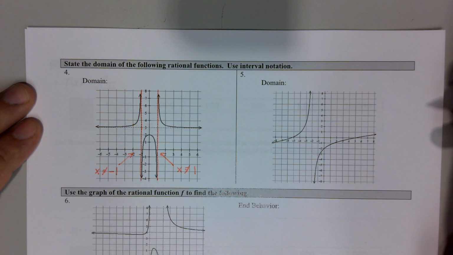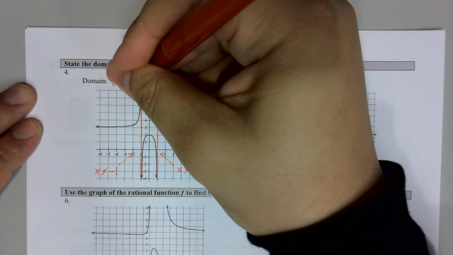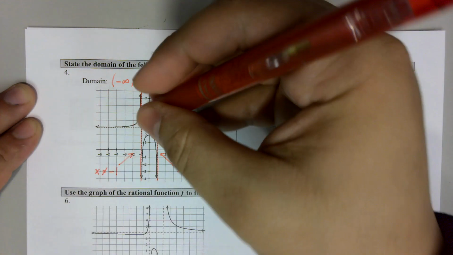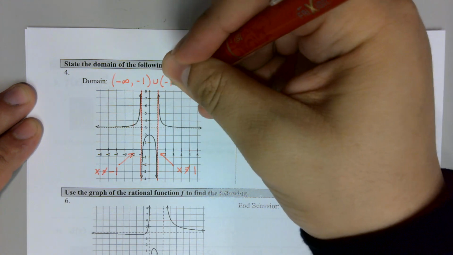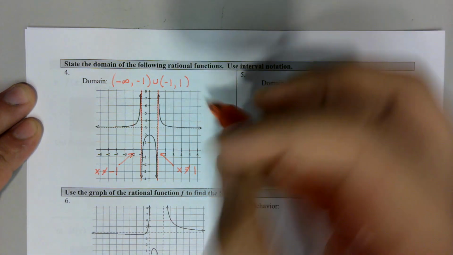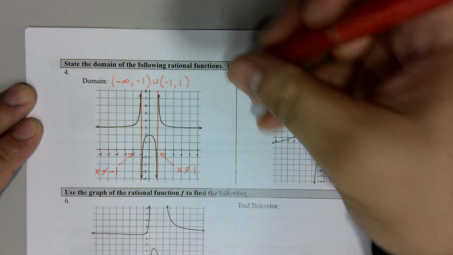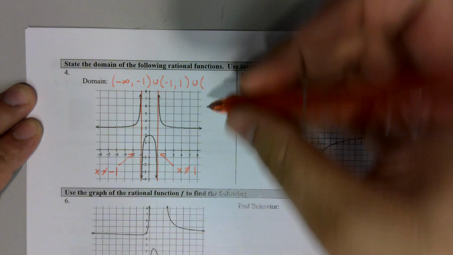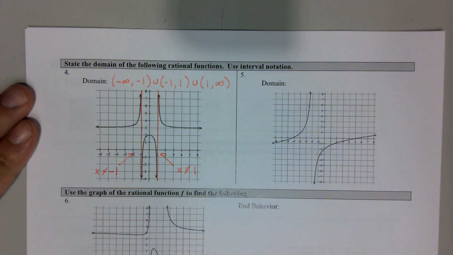And so when we piece together our domain, we have from negative infinity all the way up to negative 1. So everything over here is fine. But then we have to jump over our asymptote, and we go from negative 1 to positive 1. Everything in between these two asymptotes is fine as well. We have a domain defined. And then on the other side of positive 1, we have from 1 to positive infinity. And so this is our domain.